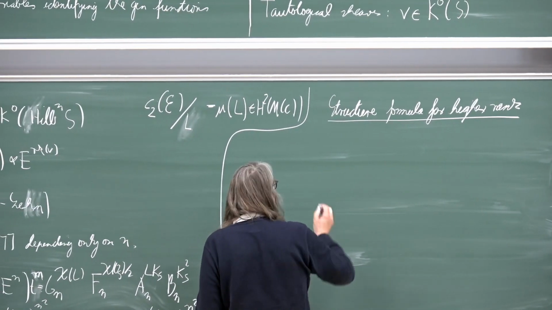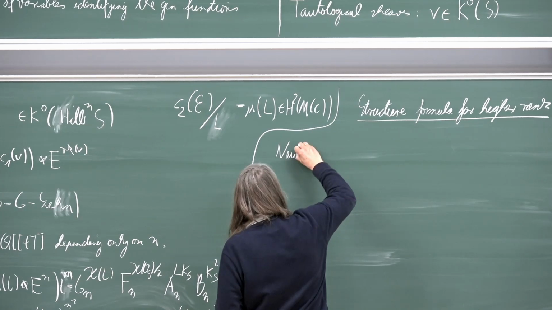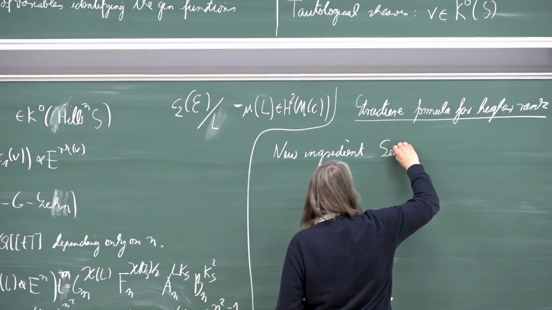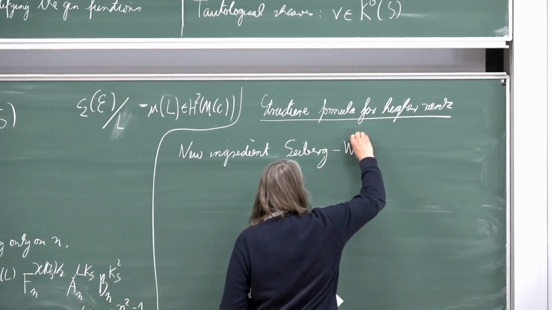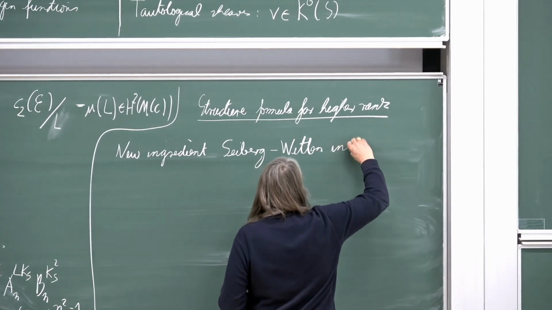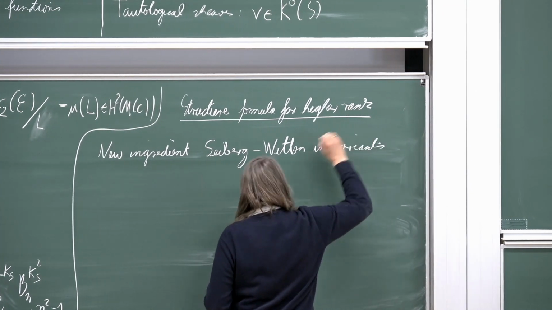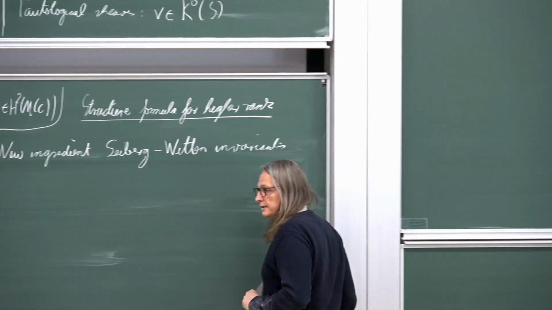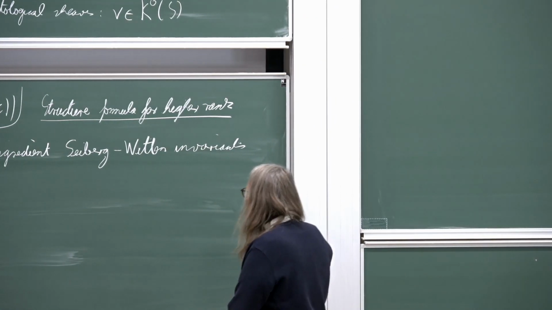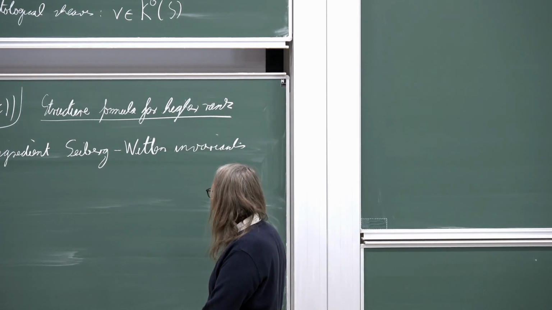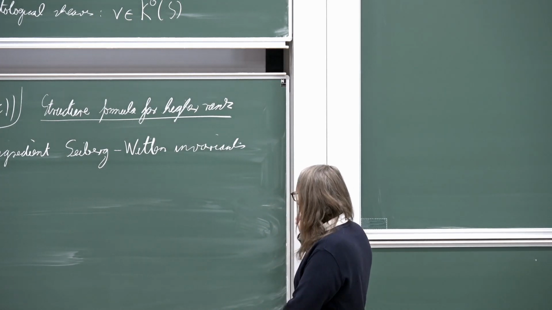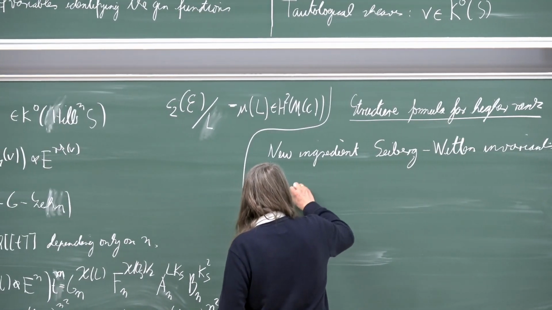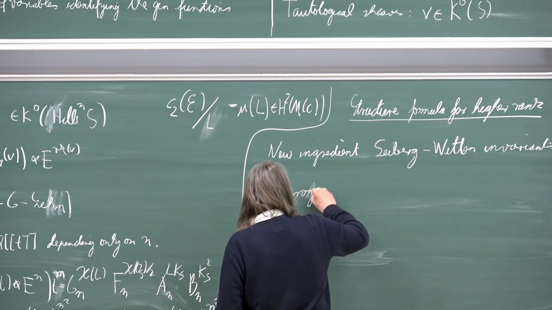So the new ingredient are the Seiberg-Witten invariants. By themselves they were defined as differentiable invariants of differentiable four-manifolds, and we kind of replaced the Donaldson invariants and somehow destroyed Donaldson theory. But in algebraic geometry they are actually quite simple. So if S is a projective surface, so smooth projective is always smooth.